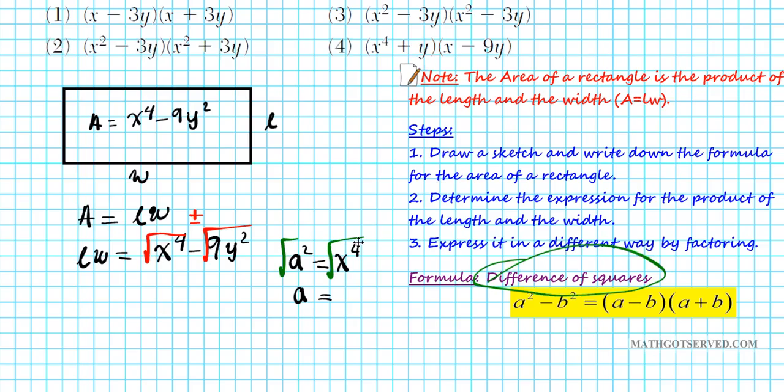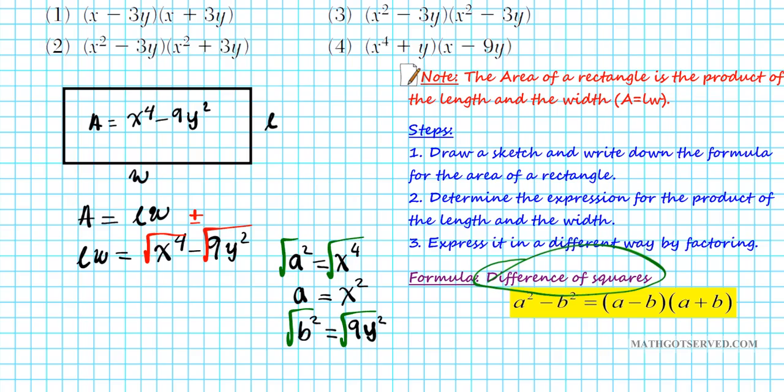What do you get when you divide 4 by 2? You get 2. So you have x to the second power. So the square root of x to the 4th is x squared because you simply divide the power by 2. That's a shortcut. Now, b squared is 9y squared. What are we going to do with this? We're going to take the square root, because we need to find what b is.